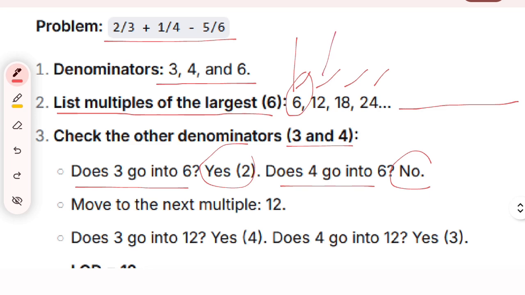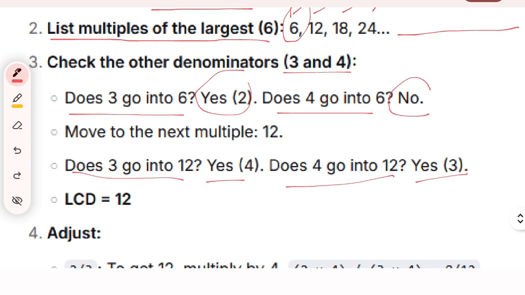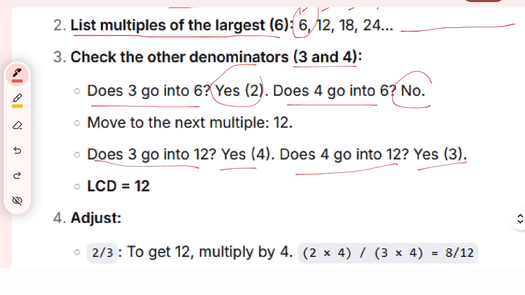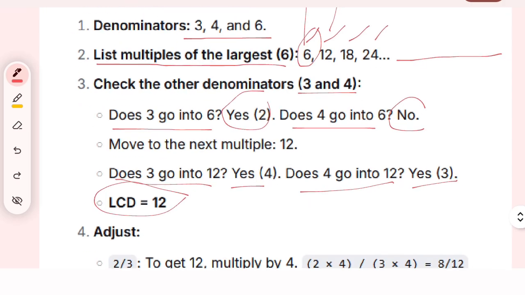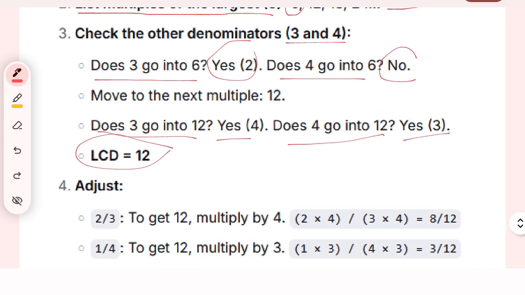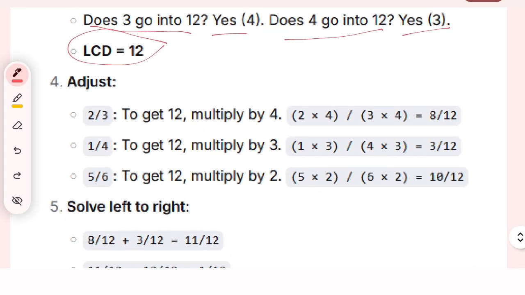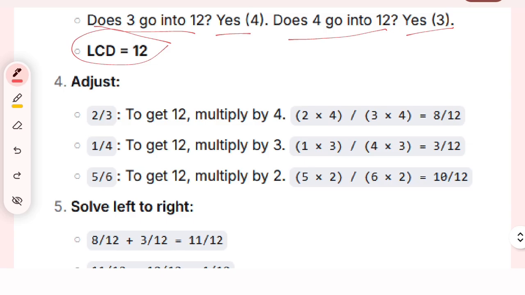Let's go to 12. Does 3 go into 12? The answer is yes. Does 4 go into 12? The answer is yes as well. Therefore, the LCD of 3, 4, and 6 is 12. Now that we know it is 12, we will convert each fraction into an equivalent fraction with a denominator of 12. For the first one, we multiply it by 4, and we get 8 over 12.